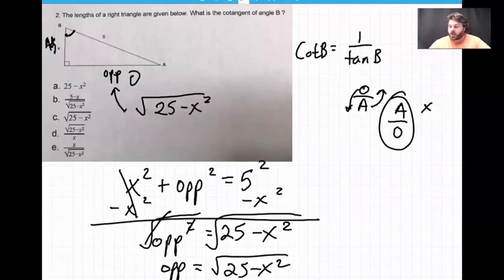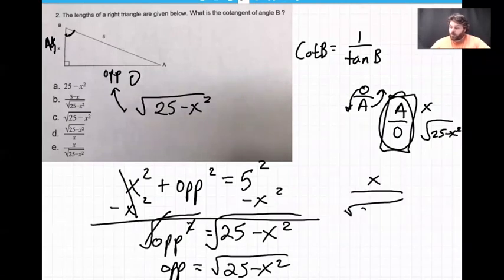So that when I find the cotangent of B, again, I'm looking at adjacent over opposite, and adjacent is x, and opposite is root 25 minus x squared. So I need to find x over root 25 minus x squared. And it looks like that is answer choice E. Okay, so number 2 is E. So the trick there is realizing that you're missing the side that you need. So you've got to use the Pythagorean theorem to find the missing side length.